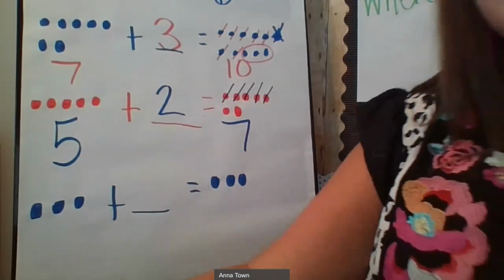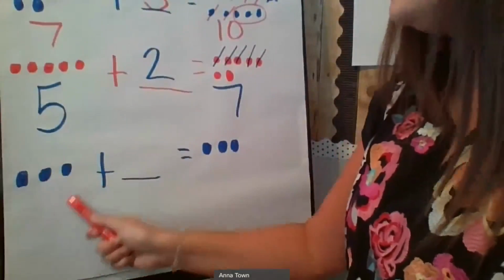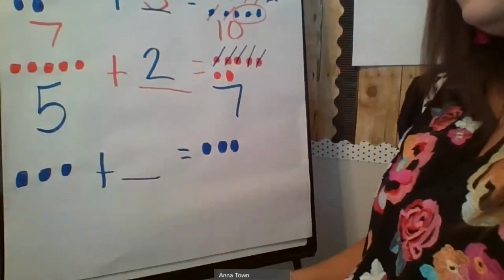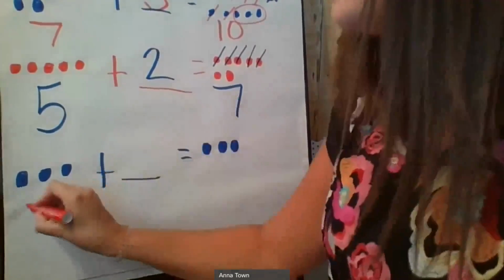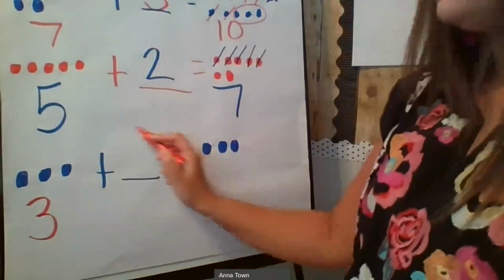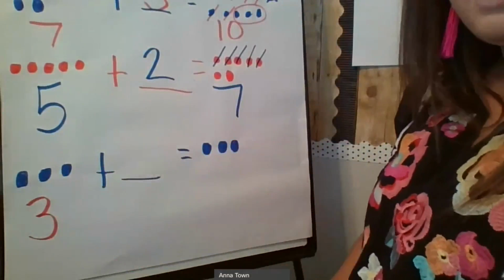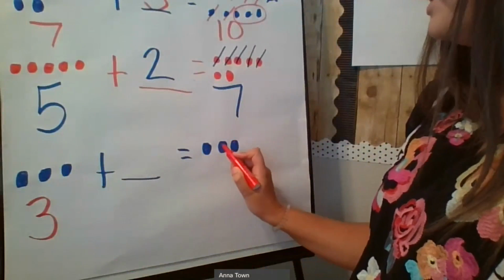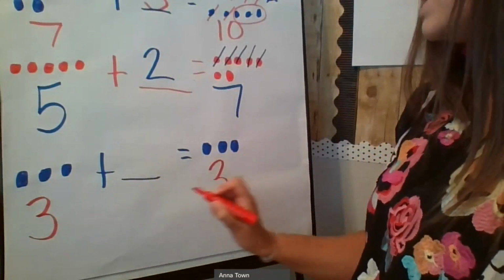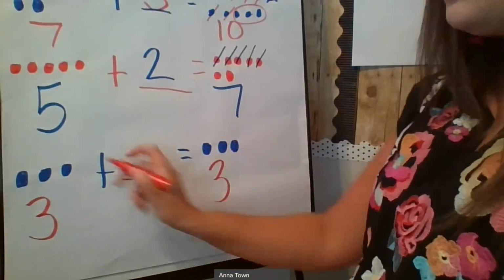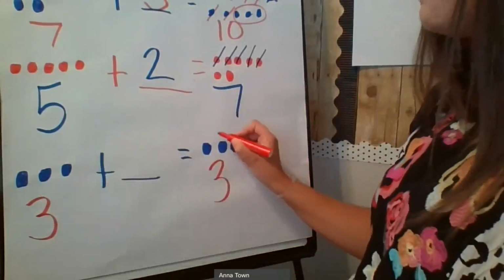So I'm on the screen. How many counters do we see here? 1, 2, 3. 3 is our addend we have here. We're missing our other addend, but we have our sum. What is our sum? 1, 2, 3. 3 plus what equals 3? Well, we already have 3, so we're going to cross 3 counters out and see what we're left with.